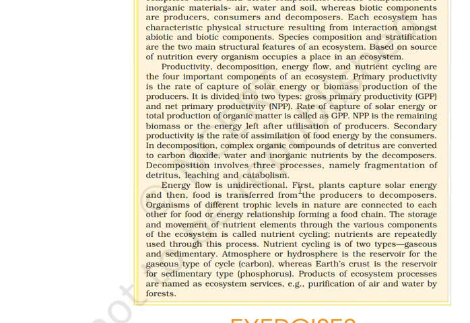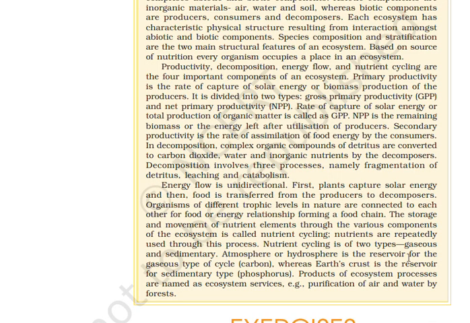Energy flow is unidirectional. First, plants capture solar energy, and then food is transferred from the producer to decomposers. Organisms of different trophic levels in nature are connected to each other for food or energy relationship, forming a food chain. The storage and movement of nutrient elements through various components of the ecosystem is called nutrient cycling. Nutrients are repeatedly used through this process. Nutrient cycling is of two types: gaseous and sedimentary.